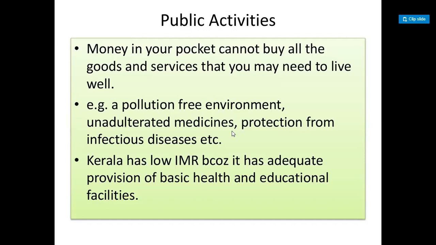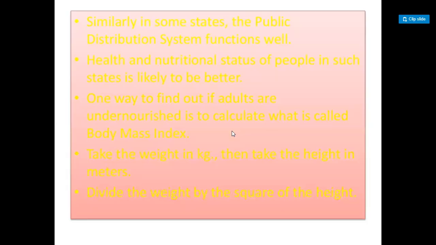So Kerala has a low IMR, that is a low infant mortality rate, because it has adequate provision of basic health and educational facilities. The net attendance ratio is also high because there are more educational facilities. And in basic health, there are hospitals, good doctors, good nurses, good technology, everything. So the IMR is low in Kerala. Similarly, in some states the public distribution system functions well, and the health and nutrition status of people in such states is likely to be better.